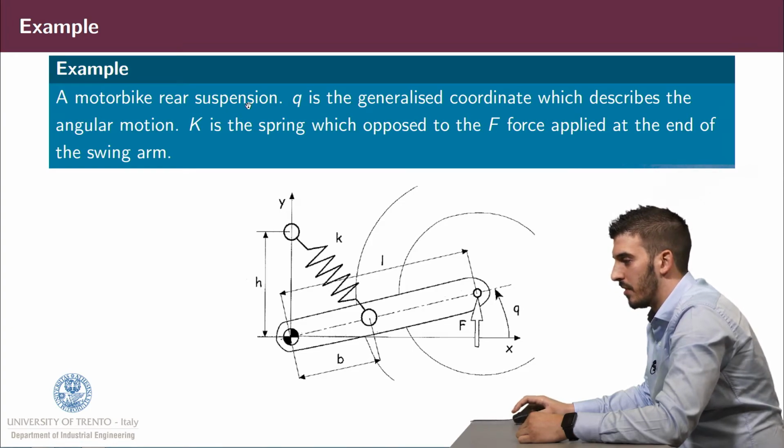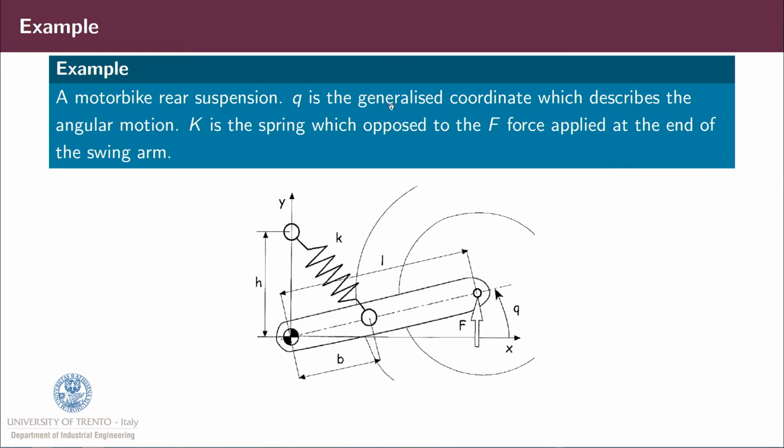Let's see an example. In this example, we have a motorbike rear suspension. Q is the generalized coordinate which describes the angular motion, so Q is this angle here. K is the spring stiffness, which is opposed to the force F applied at the end of the swing arm.